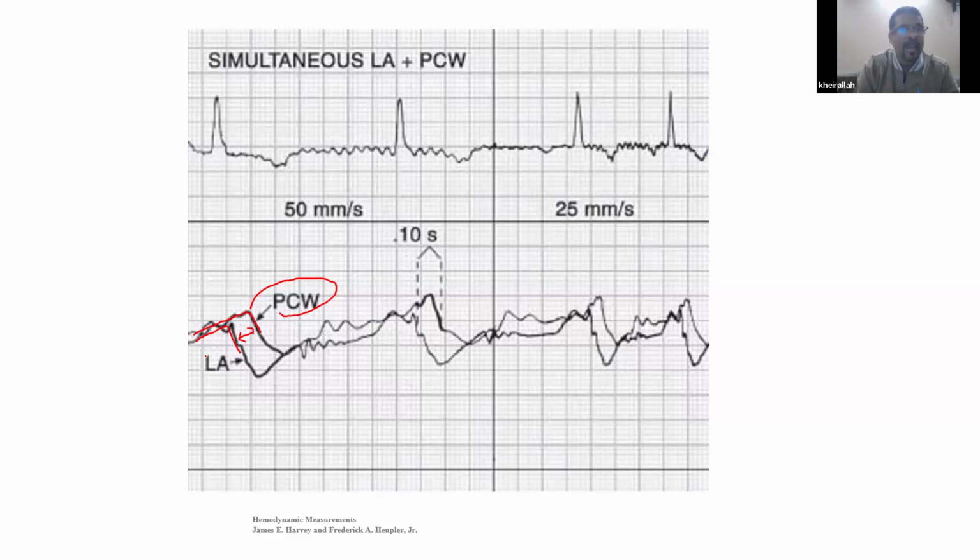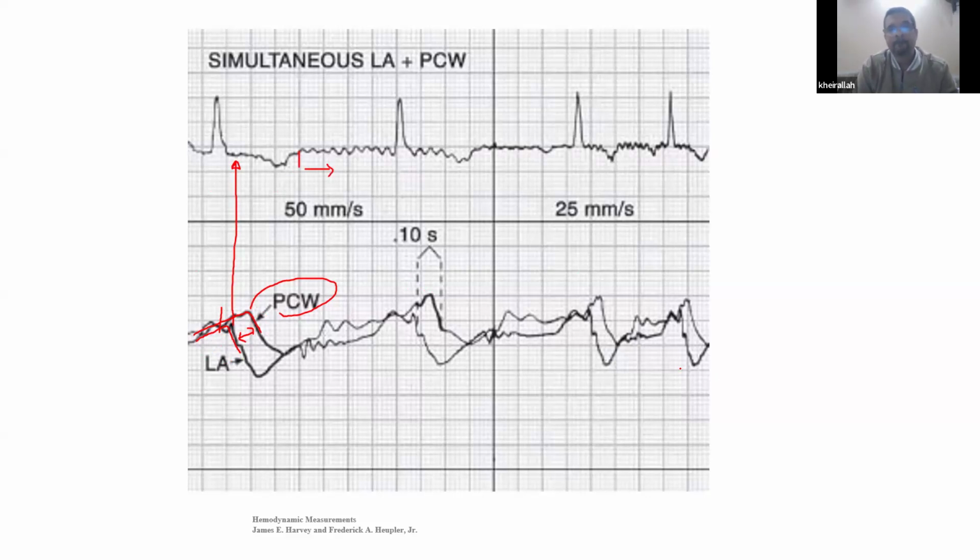Okay? So if you time this A wave, or V wave, to systole, it coincides perfectly well when it is LA pressure. But in the wedge, no, it doesn't coincide. It comes after the P wave, because there is a time lag. Okay?